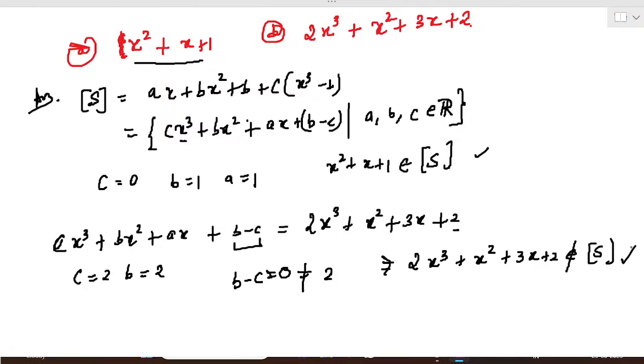Okay, so this is all we can do for the span. Now let us do a few questions on linear dependence and independence.